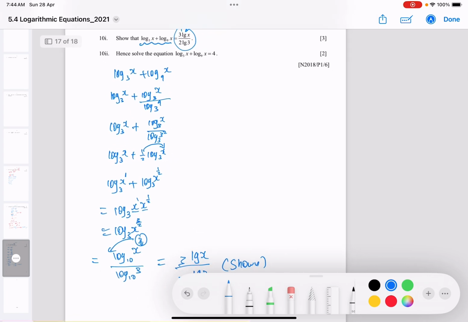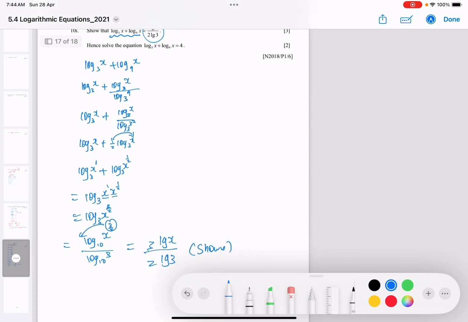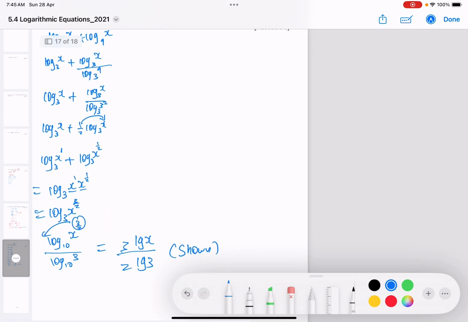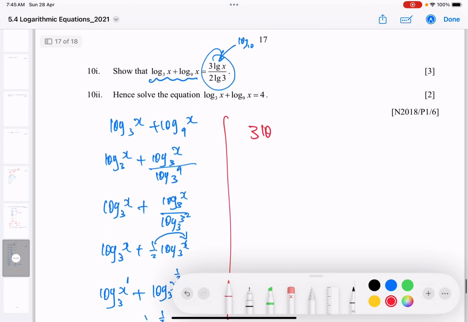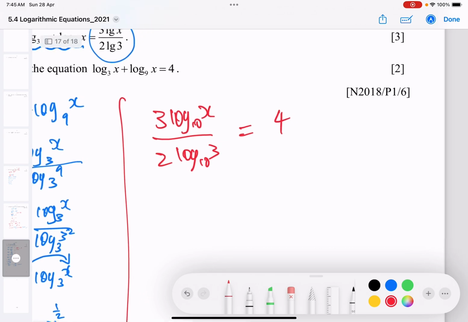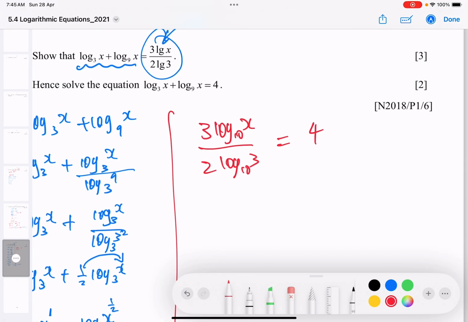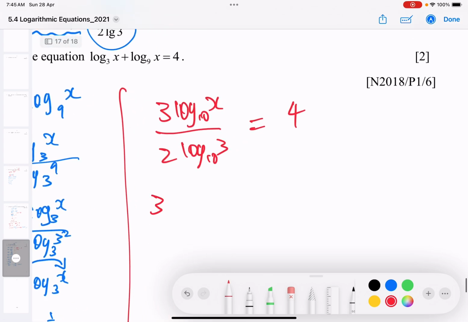Okay, how about the next one? So it says, hence solve the equation. We have already simplified the right-hand side, so we know that 3 log x over 2 log 3 is equal to 4. In order for us to do this, there are a couple of things that I can do. I can cross multiply. If I cross multiply, I'm going to get 3 log 10 of x is equal to 8 log 10 of 3.